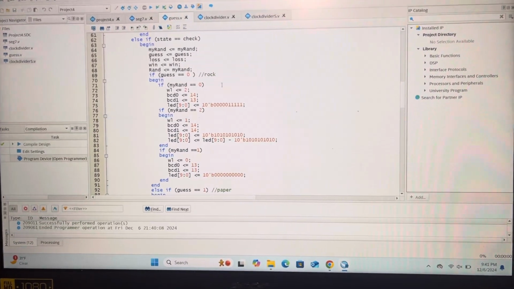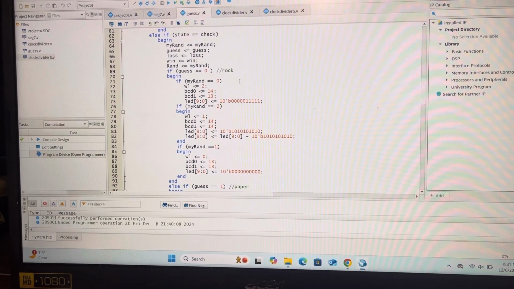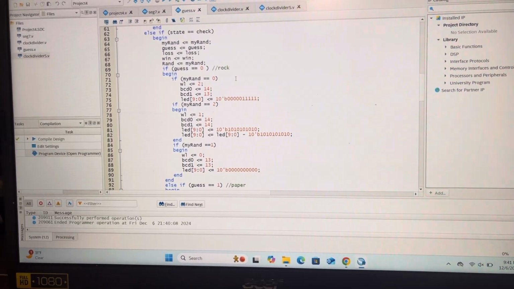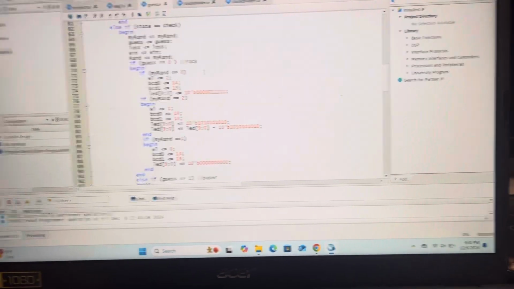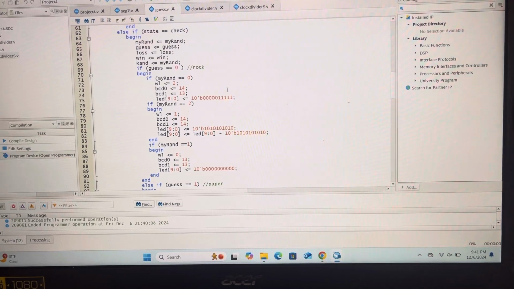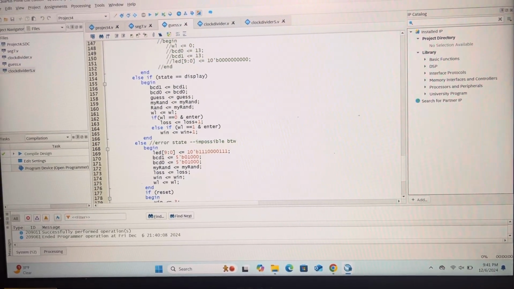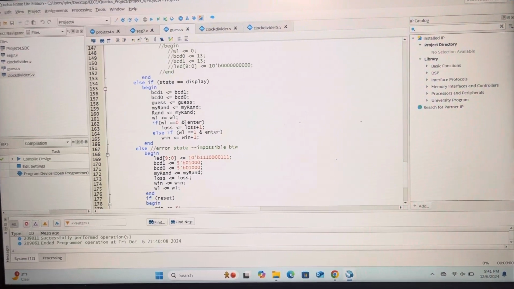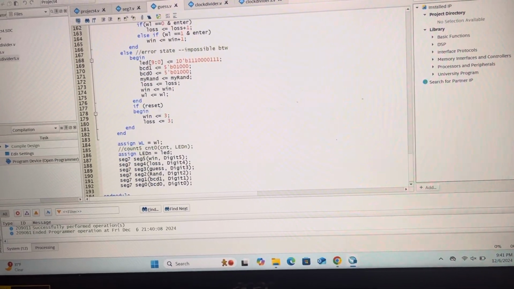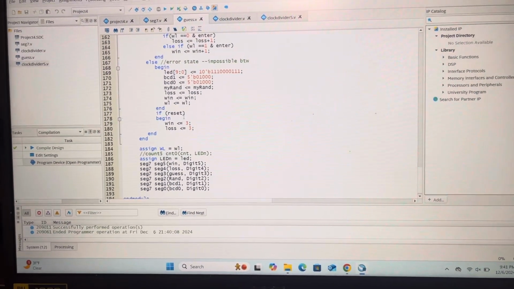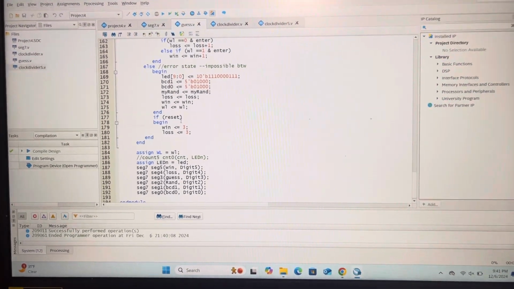So let's say you have rock to rock, that is going to be a tie, rock to paper you're going to lose, rock to scissors you're going to win, sort of deal. So that is where this is all implemented. And then in the display state, it goes ahead and increments the win or loss display. And outside of it all, I have a reset. So if you go ahead and flip switch 1, you can go ahead and reset everything.